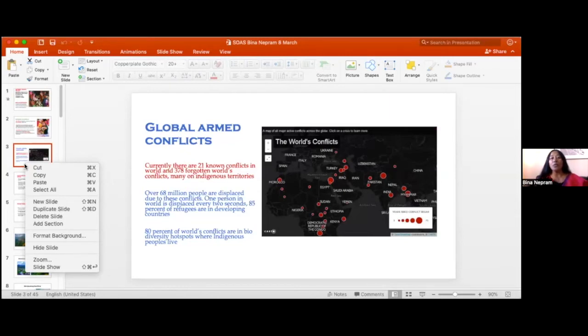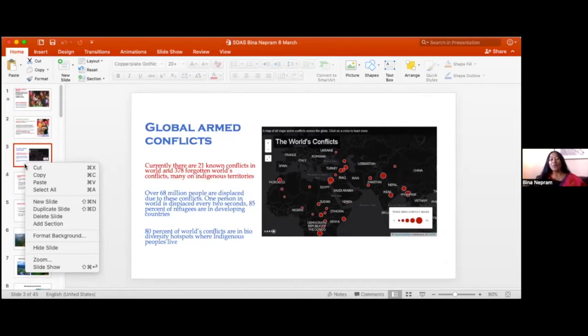And this is the other thing which I would like to share. There are currently 21 known conflicts in the world, and 376, of course, the numbers can change, but all we are saying is look at the magnitude of known versus unknown. That's why this series, Hidden Conflict, is so vital, because we need to pull out where these crises are to be able to help support. And millions have been displaced in the conflict. And what is also critical, where Hana and I come from, is this: 80% of the world's conflicts are now in biodiversity hotspots where indigenous people live.